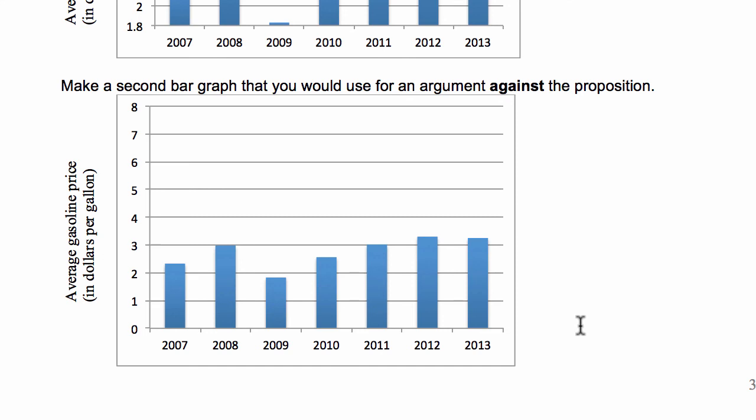On the other hand, to argue against the proposition, our bar graph must make it appear as if the change in gas prices during this period was insignificant. To do that, the bars must show very little variation. In this example, this was done by creating a y-axis scale that begins at $0 per gallon, well below the lowest data point, and ends at $8 per gallon, much, much higher than the highest data point.